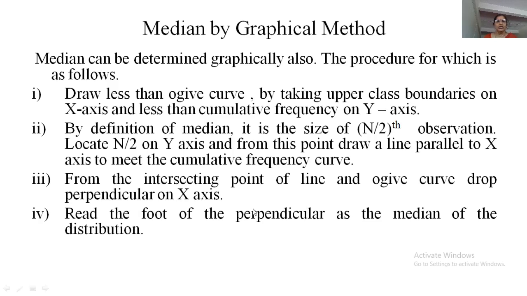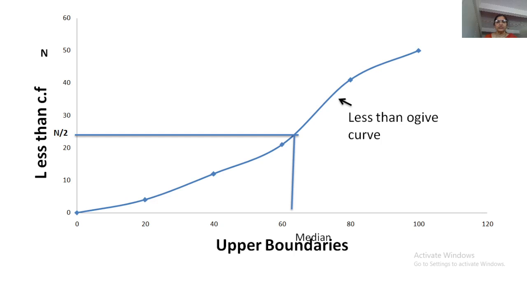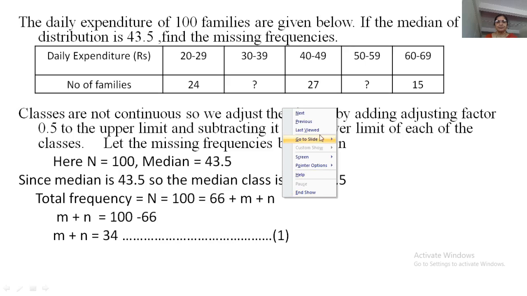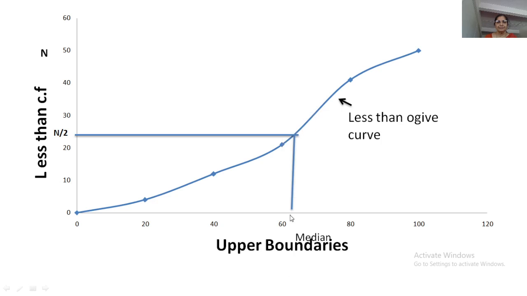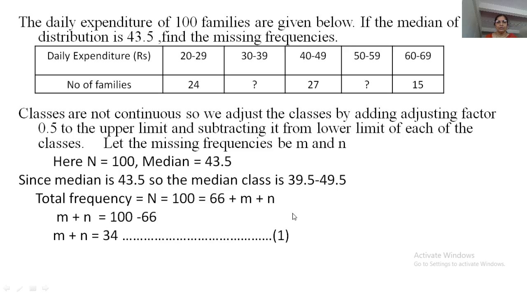Actually this is the median by graphical method. So you can draw your less than type ogive, and the value corresponding to the n by 2th observation is your median. So this is my less than type ogive. Here we have n by 2, so the median is just greater than 60. If I write the scale properly, I can definitely determine the value of the median.